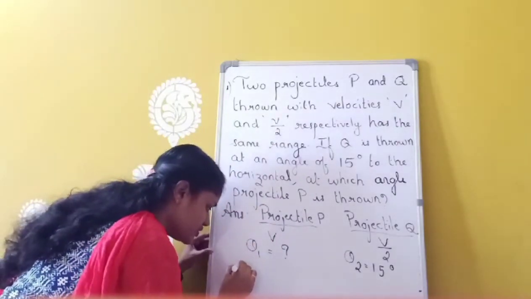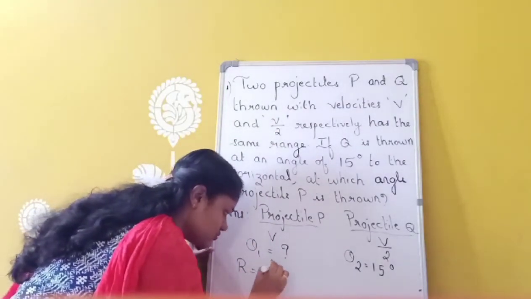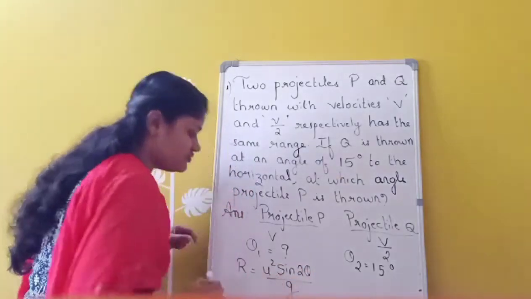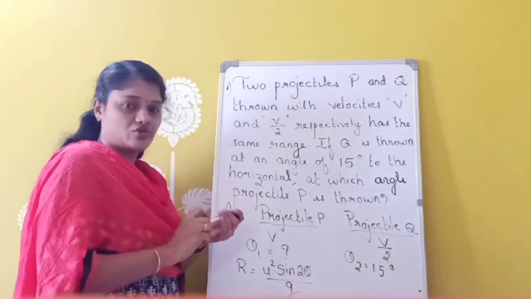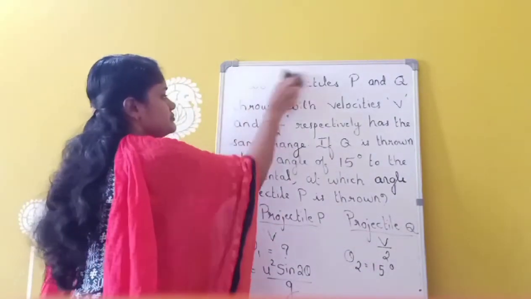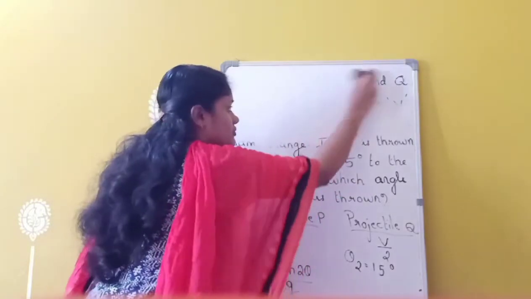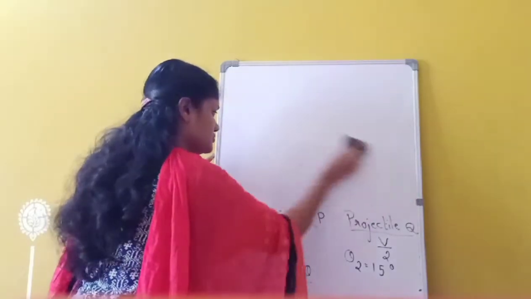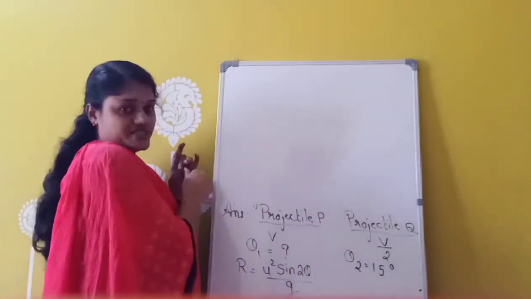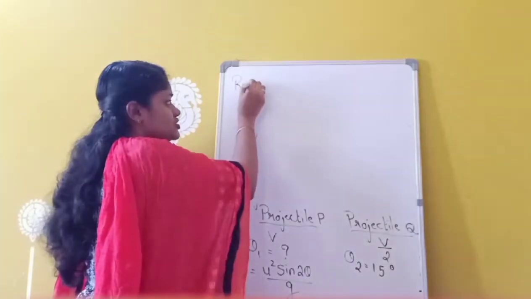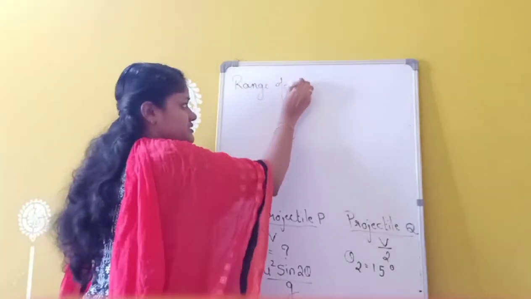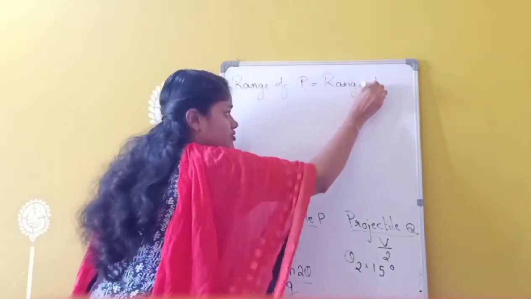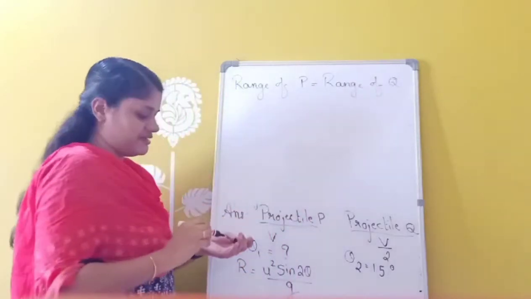So we know the formula for range. R equals U square sine 2 theta by G. So this is the formula for range, and I am substituting the values. Range of projectile P equals range of projectile Q, since both are having the same range.